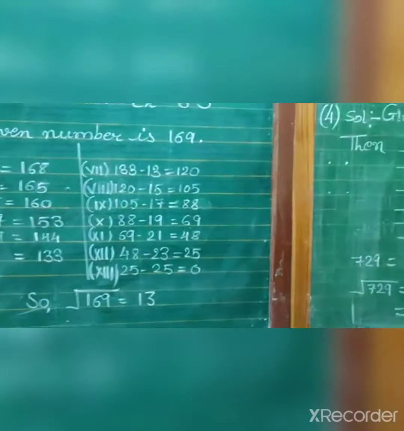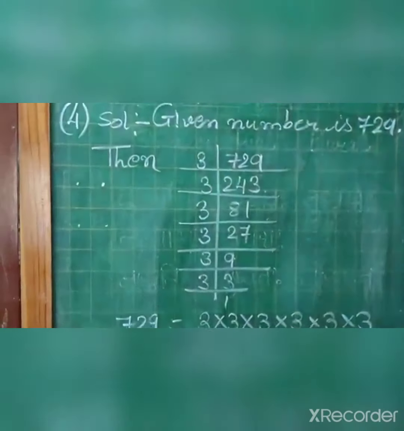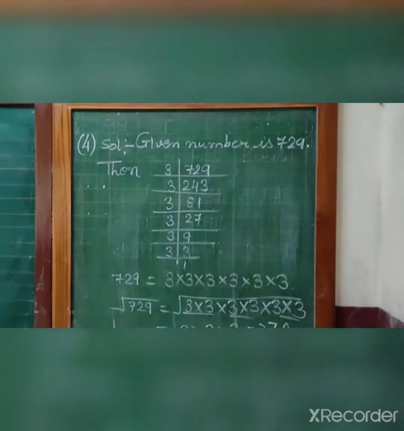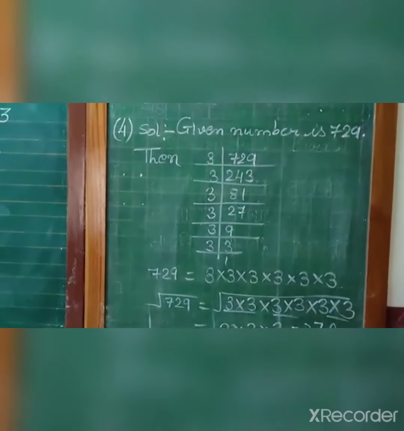Okay. Now the fourth question. In the fourth question, first we are solving this 729. So the given number is 729, you can see.